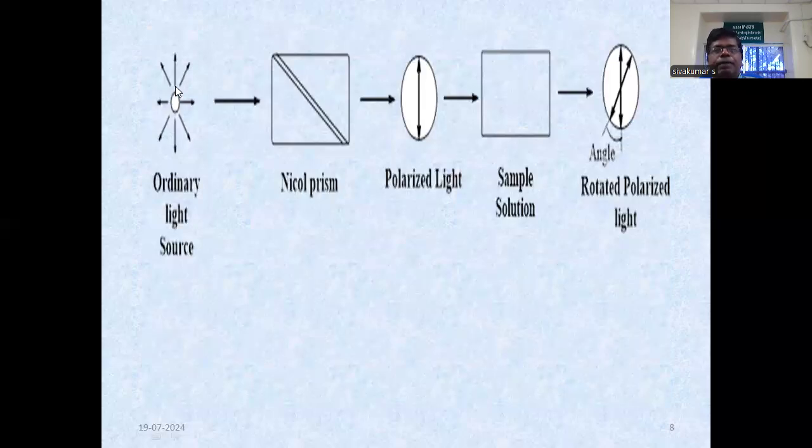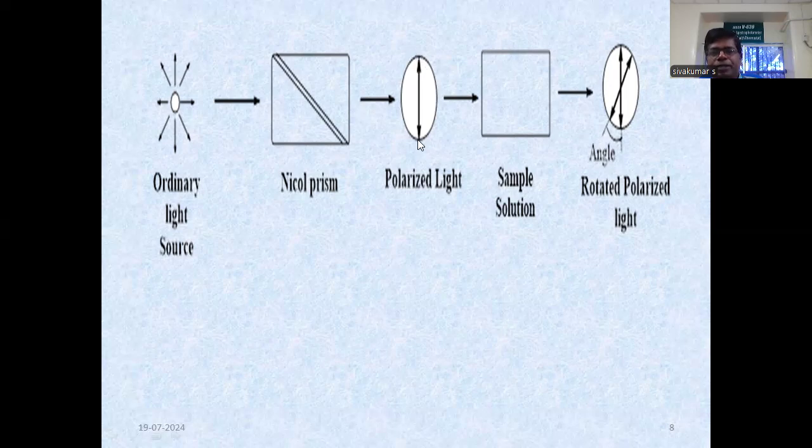So this is ordinary light, whose waves vibrate in all directions. When these waves are passed through a nicol prism or Polaroid lens, the emerged light is found to vibrate in only one plane. So this is called plane polarized light. Initially, the waves are vibrating in all directions, but after emerging from the nicol prism, the light vibrates in only one plane. Now it is said to be plane polarized light.